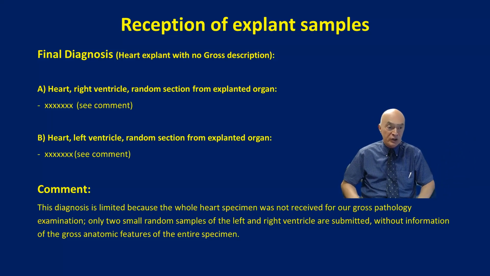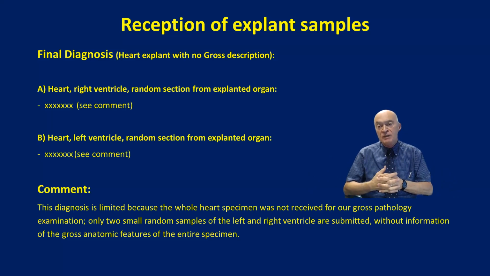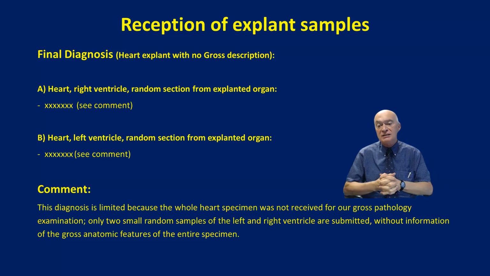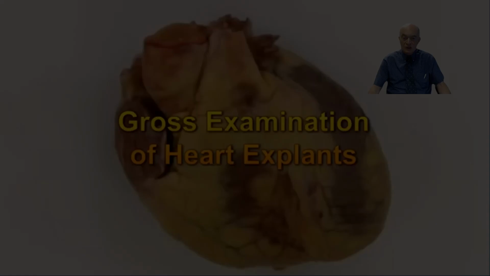And then I always put a comment: this diagnosis is limited because the whole heart specimen was not received for a gross pathology examination. Only two small random samples, left and right ventricles, were submitted without information of the gross anatomic features of the entire specimen. Unfortunately, we have tried to talk to our colleagues in the cardiology lab, and sometimes they remember to send us an additional description of the heart, and many times they don't.